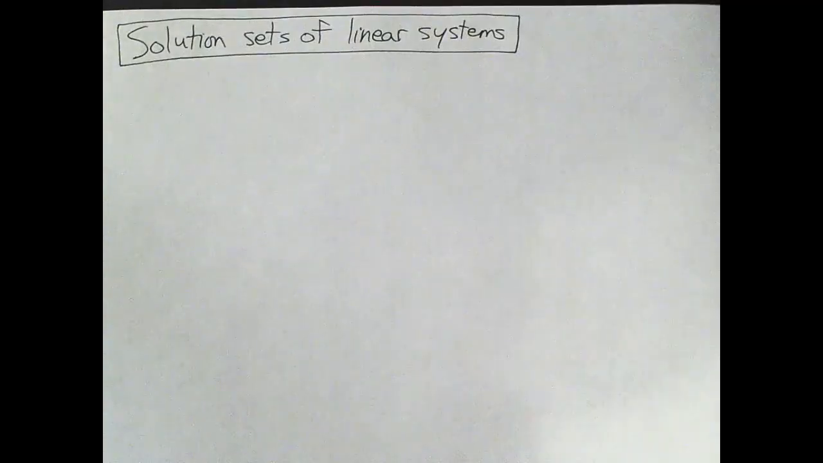So how do you know when you have infinitely many solutions? How do you write the solution set? What does it mean in terms of vectors and linear combinations and stuff like that? So that's what this is going to be about. So let's go ahead and get started. Solution sets of linear systems.